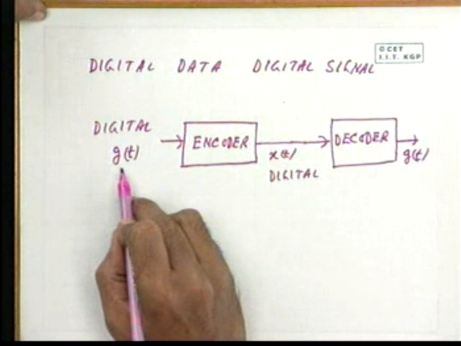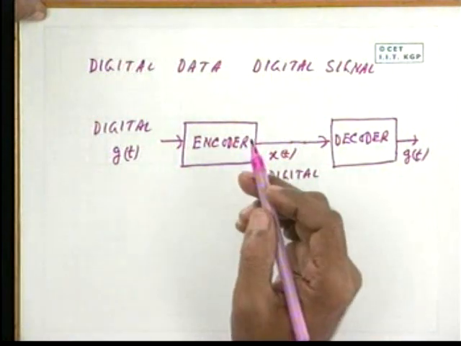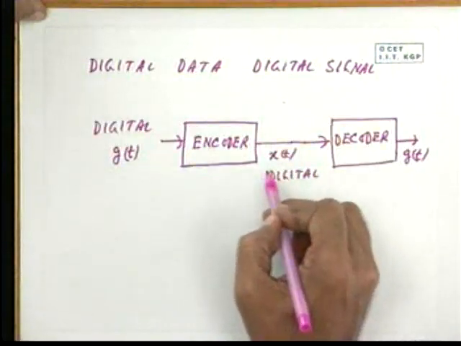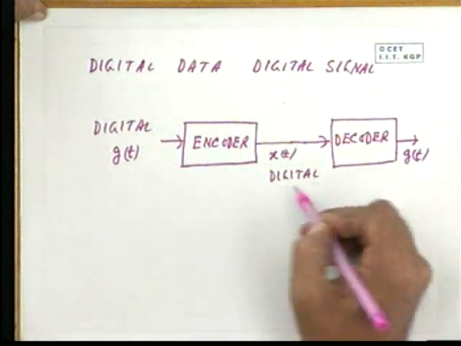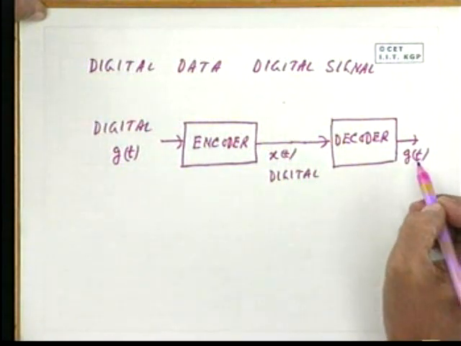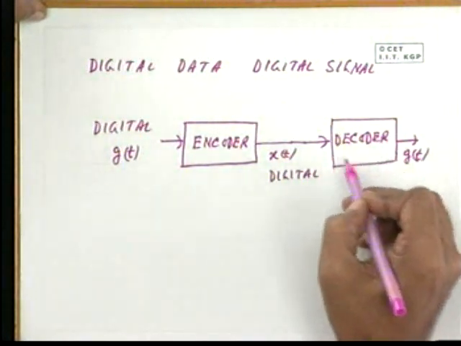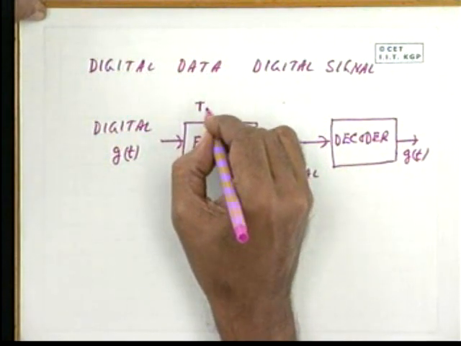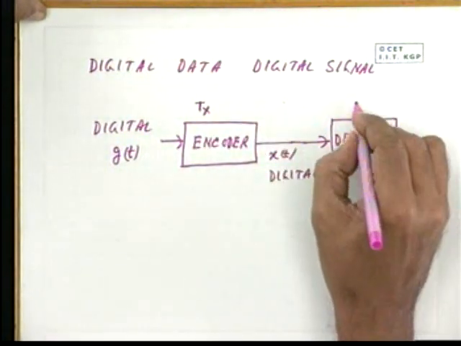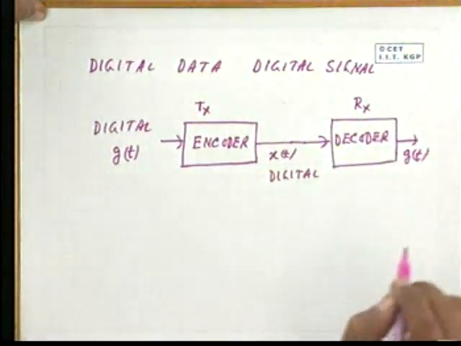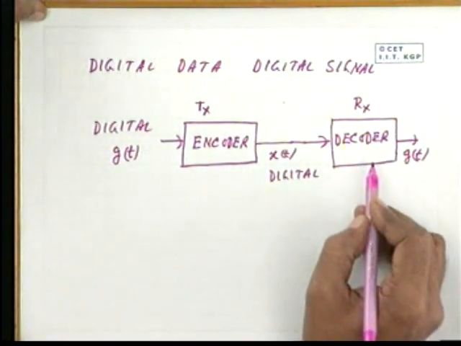g(t) is converted, it is a function of time. We have seen that the data and signal are functions of time, and it is converted into digital data and digital signal, and again it is converted into digital data in the receiving end. So here at the transmitter end TX, and here it is in the receiving end. These two processes will take place.